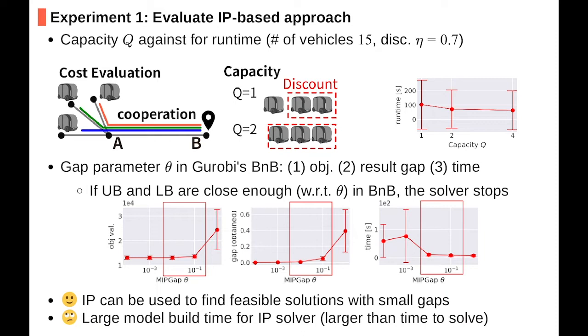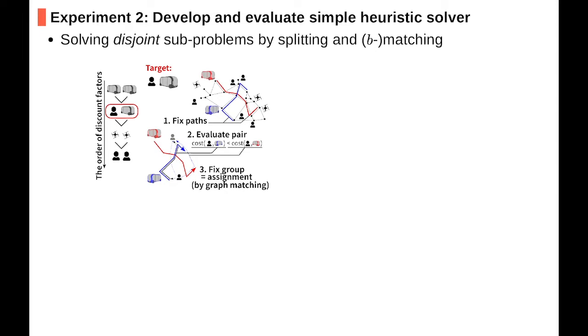However, it still takes a long time to build IP instances. Therefore, applications of IP solvers are still limited. We therefore start to develop heuristic solvers for this problem class. Our idea is to split vehicles into small groups using graph matching as follows.